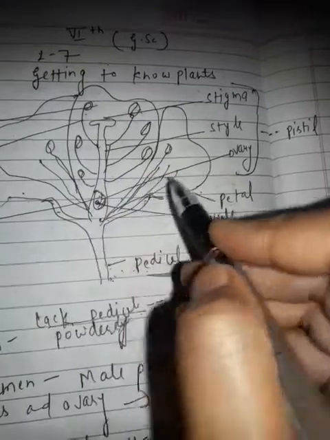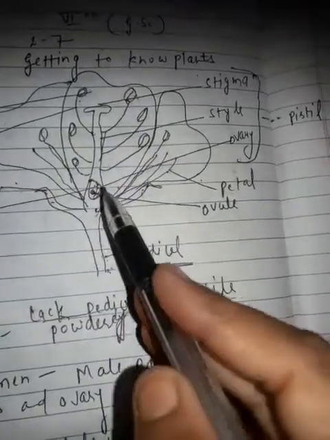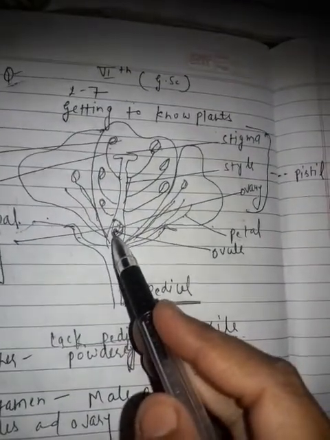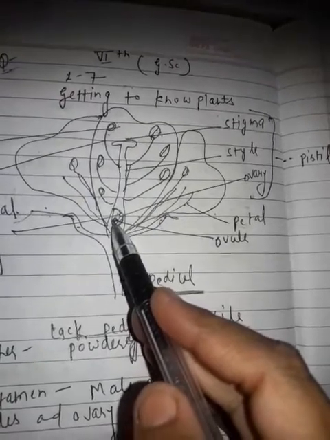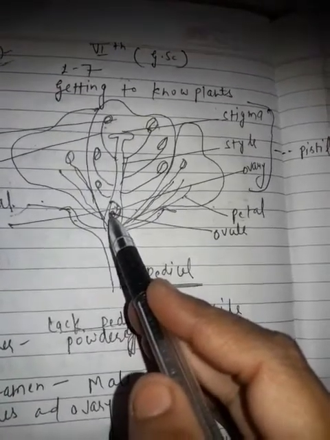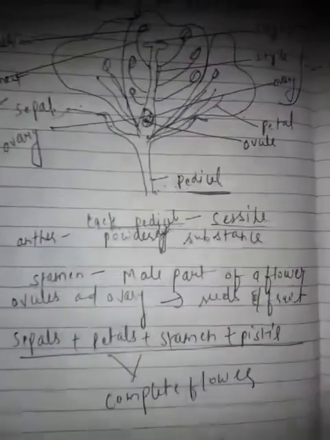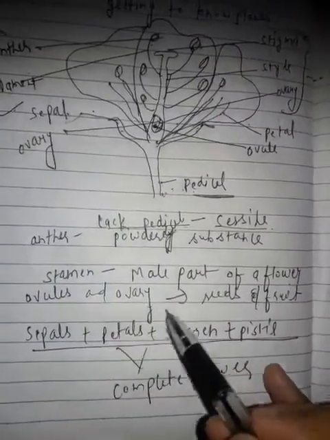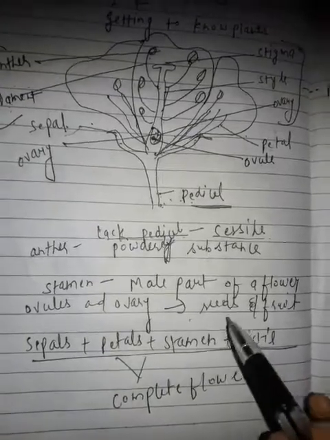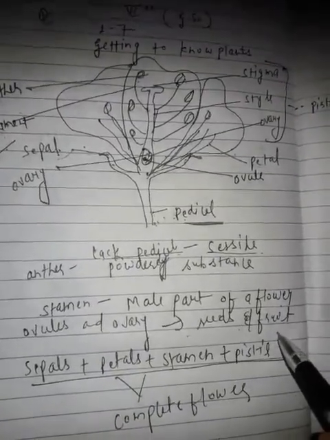And the ovary contains a small bead-like structure called the ovule, and the female sex cell is present inside the ovule. Ovules and ovary finally develop into seeds and fruits.